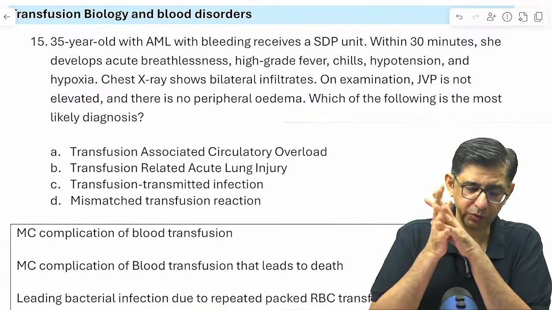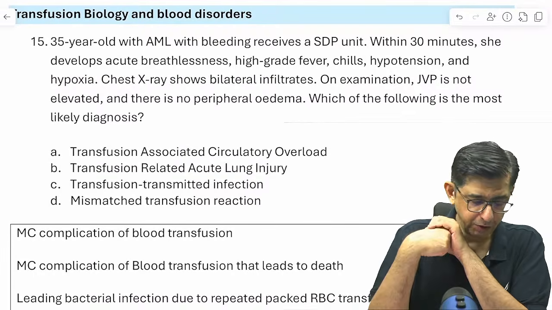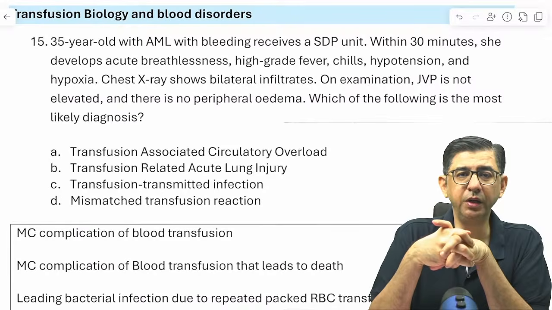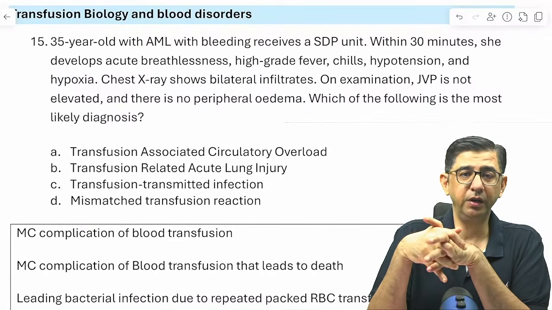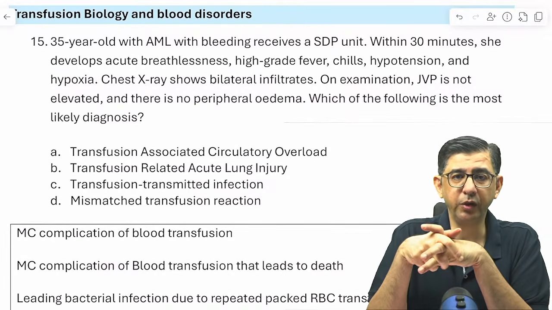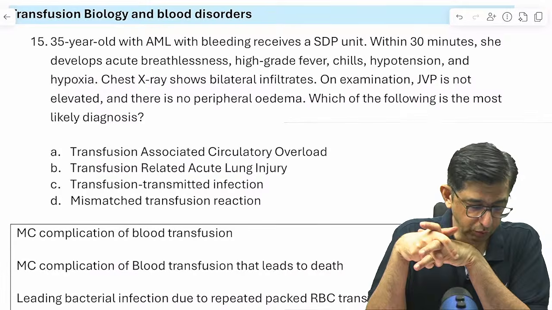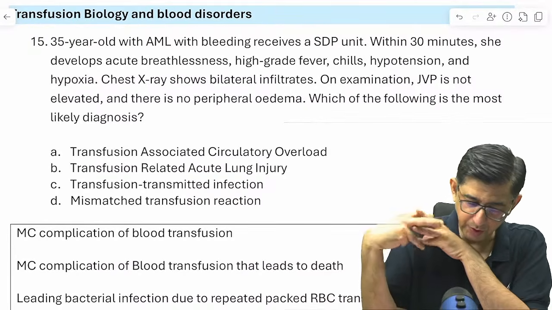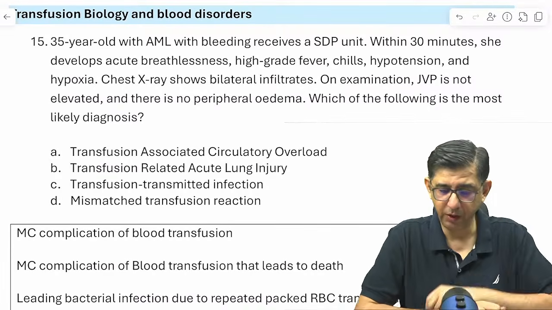Okay, let's have answers from you guys for transfusion biology. I am today having a patient. He is having acute myeloid leukemia. We have given a transfusion of an SDP, and the patient is having breathing difficulty. There's a fever, there's chills, there's hypotension, bilateral infiltrates. So, okay, more people, please. Transfusion related acute lung injury in a patient. Okay, that's a very good answer.